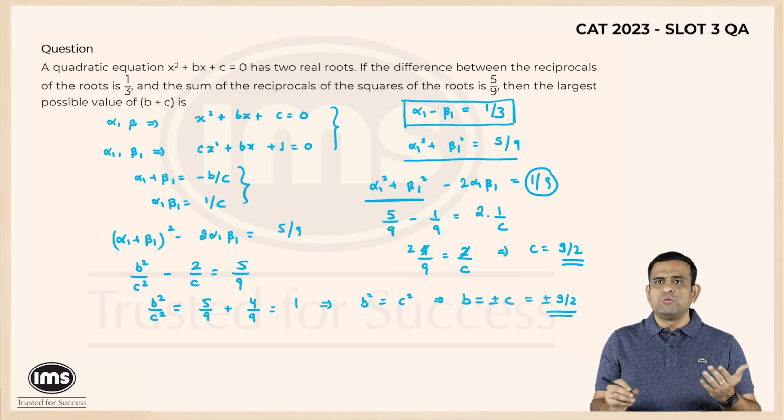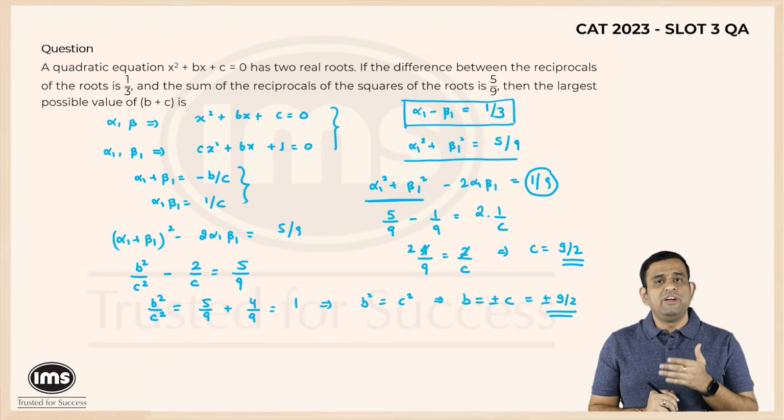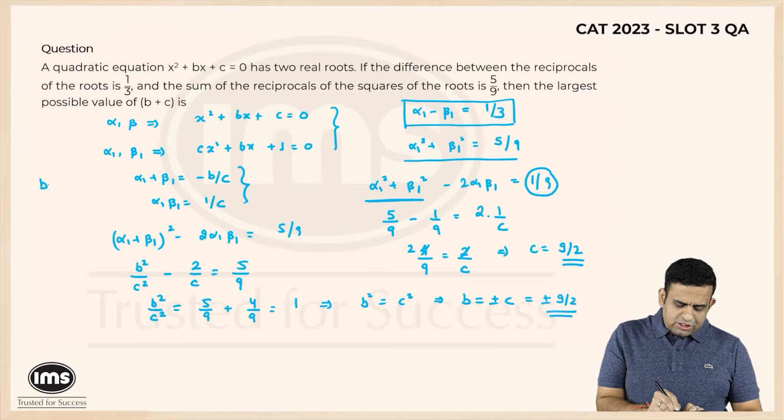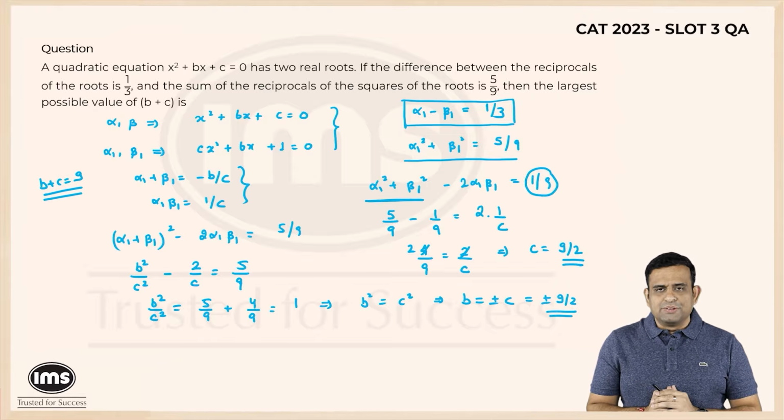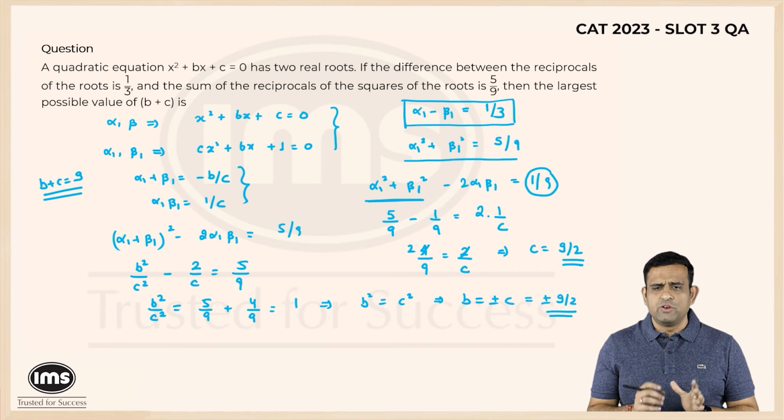But since my task is to maximize the value of b plus c, for c equal to 9 by 2, I will take the value of b also as 9 by 2. And hence the max possible value of b plus c becomes 9. And that is our answer. But please note, having said that, this is not again a straightforward method. Not many would have been able to identify this method under the exam conditions.